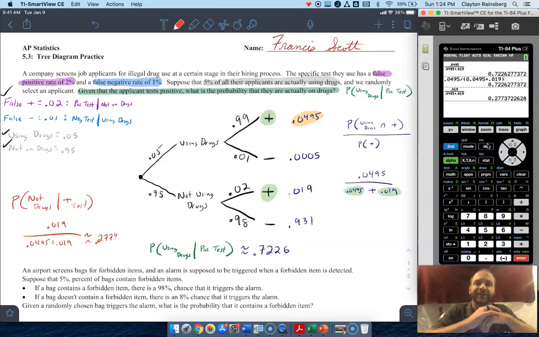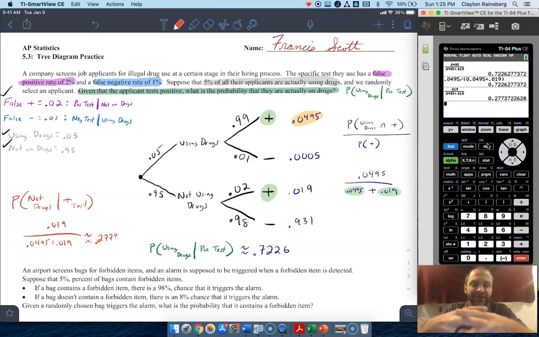So what does this mean in the grand scheme? This company, when they get their results back and they have a positive test, given that the test came back positive, around 28% of those people were not on drugs. Around 72% of those people were on drugs.